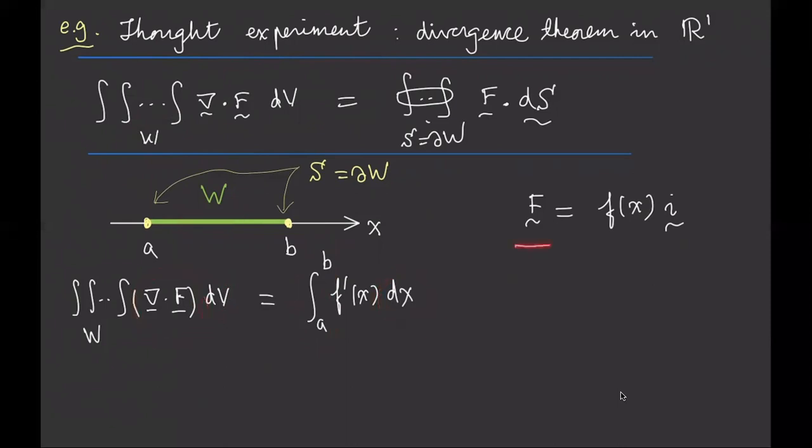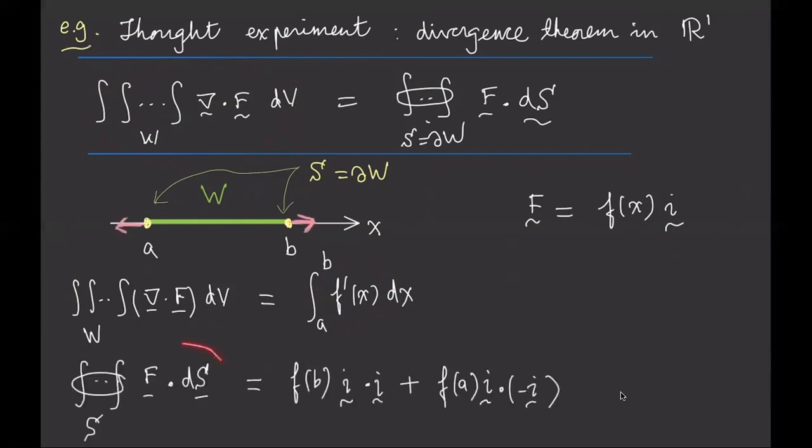If I'm calculating divergence, here's my function. I need to take the x derivative of the x component. That's going to give me f prime of x. Then I need to take the y derivative of the y component. Doesn't exist. Z derivative of the z component also doesn't exist, and so on, right? So all I get is f prime. So the left hand side of the divergence theorem just gives me this expression over here. What about the right hand side?